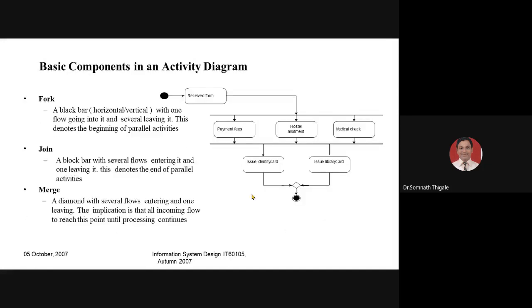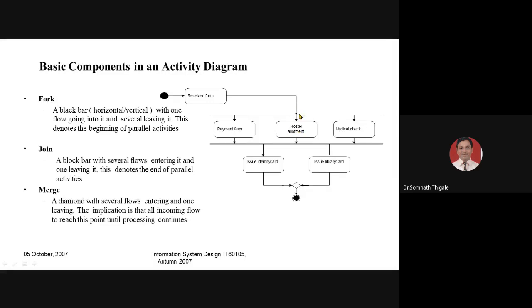Okay. I'm talking about this join and fork option. Basically these options work for concurrent actions. For example, I'm showing one diagram representing the admission process. Whether the payment is done, hostel allotment done, and medical checkup done, these parallel actions are going on. If any one of these conditions fails, you will not allow it to go for the process. So these concurrent actions will be considered here.